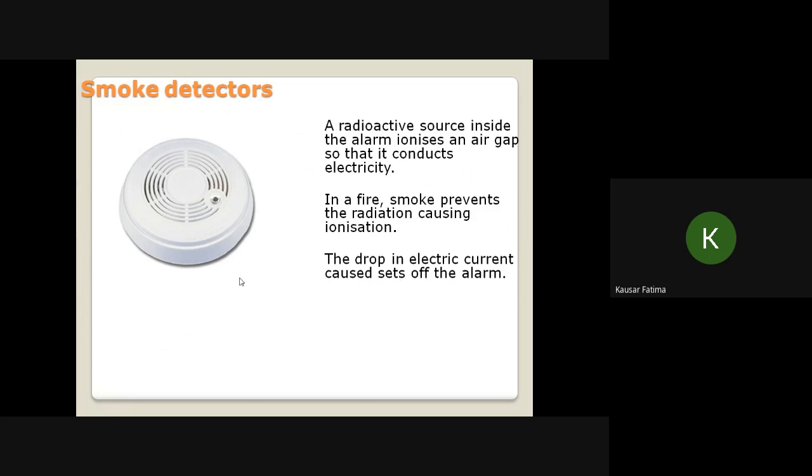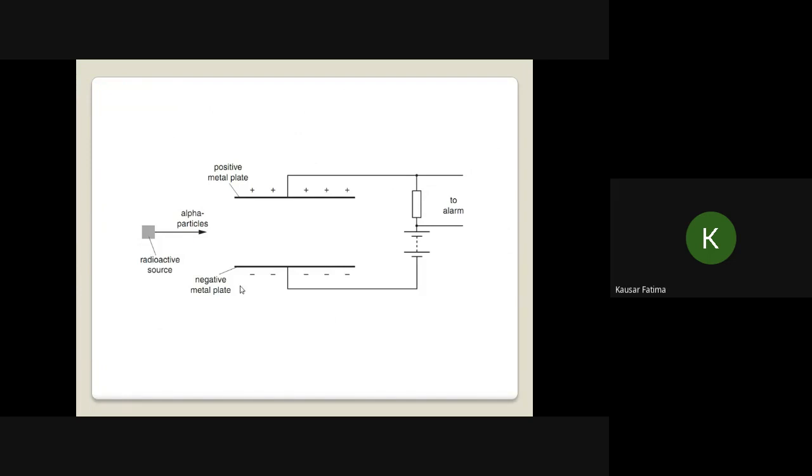The alarm will sound when the current is dropped. Why will the current drop? Because the smoke will prevent the radiations causing the ionization. So here this is the gap, the alpha particles, and this is the plate, and when the current decreases, the alarm will sound.